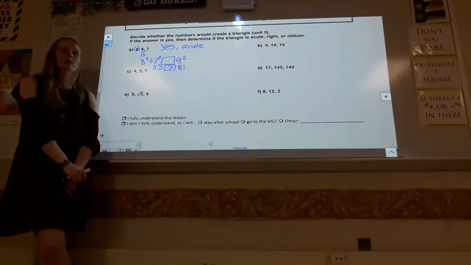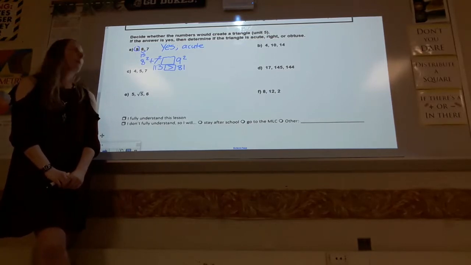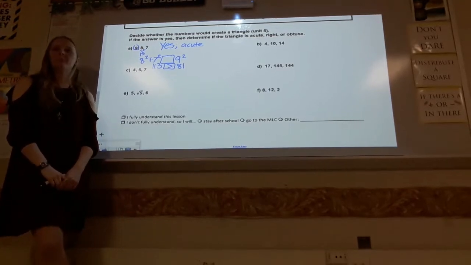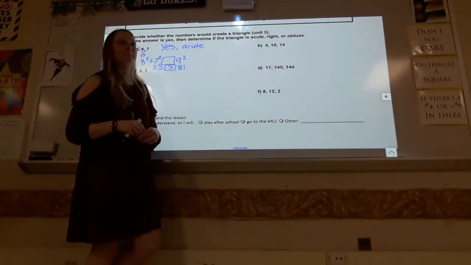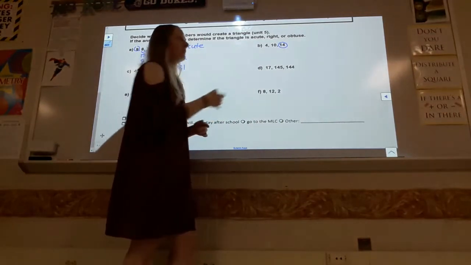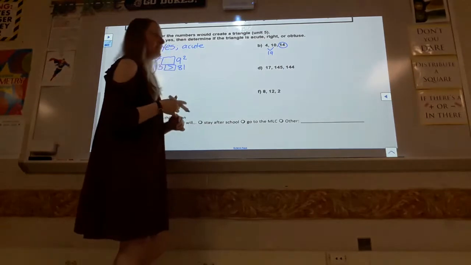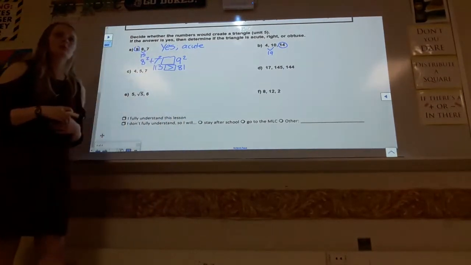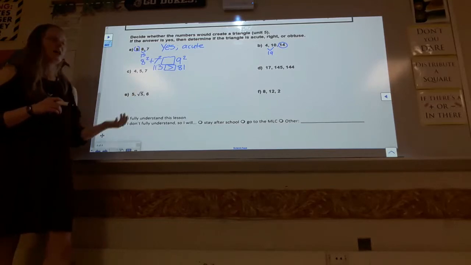Questions? Alright, question B. Would those create a triangle? Why? What's equal to? So you take the two smaller sides and add them together. Is it supposed to be equal to the third side? For it to be a triangle, that sum has to be greater than, which is not happening here.